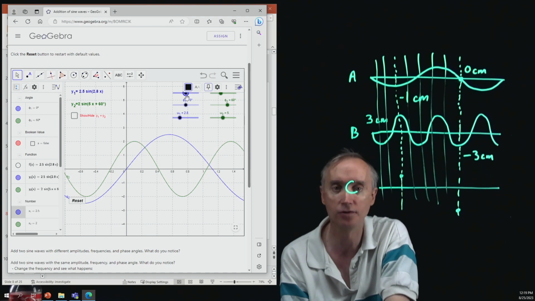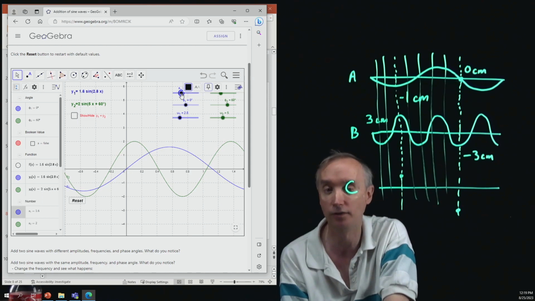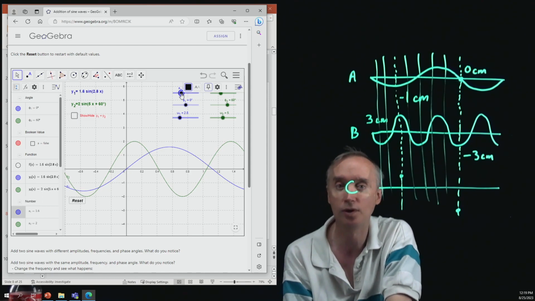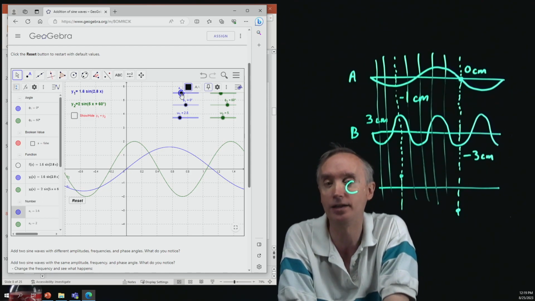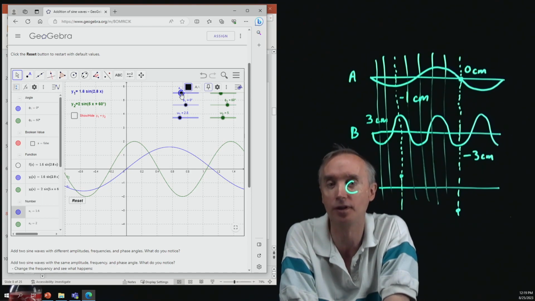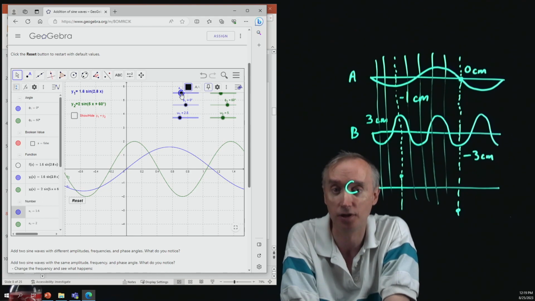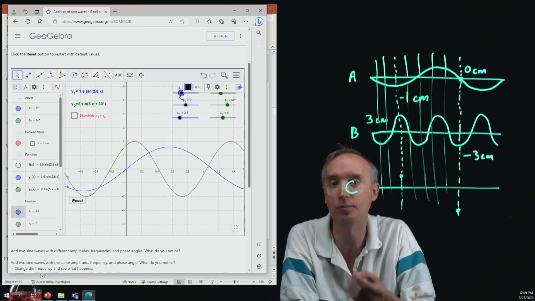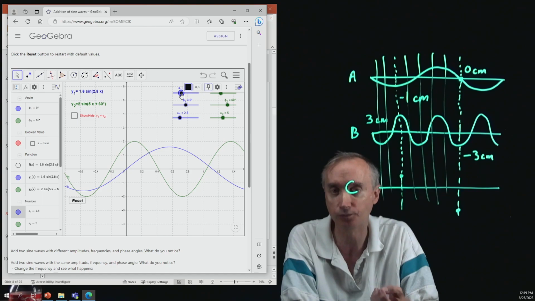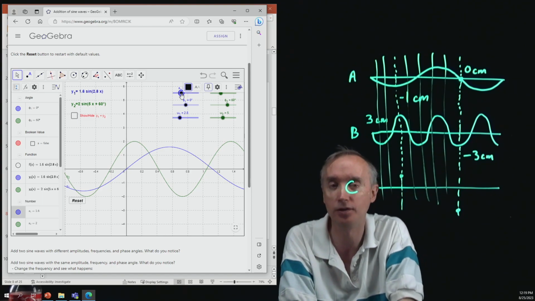So the very first one is changing the height of the wave. So what's another name for the height of a wave? Begin with the letter A. That was the amplitude. So you can change the amplitude of the blue one or the amplitude of the green one by using those sliders.